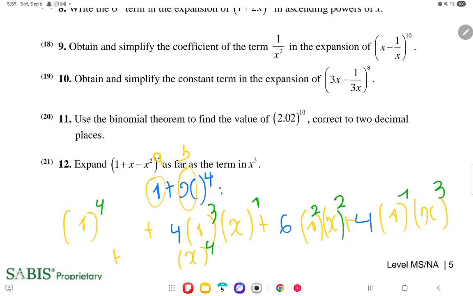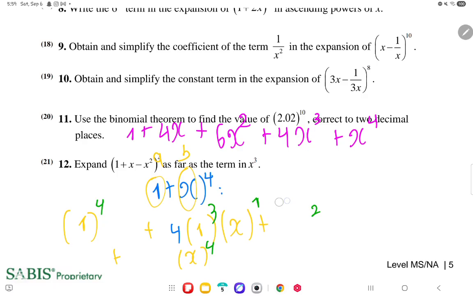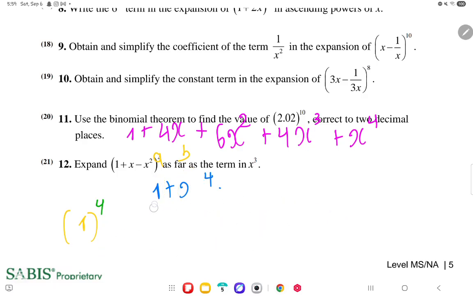What will we get? We will get 1 to the power of 4, which is 1, plus 4 times 1 to the power of 3 times x, so plus 4x, okay, plus 6x squared, plus 4x to the power of 3, plus x to the power of 4. Okay, so this is what? This is 1 plus x to the power of 4. Now, again, on your copybook, write 1 plus x to the power of 4. Arrow, it is what?